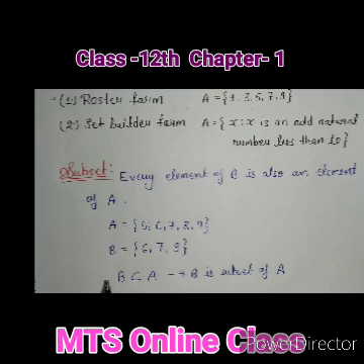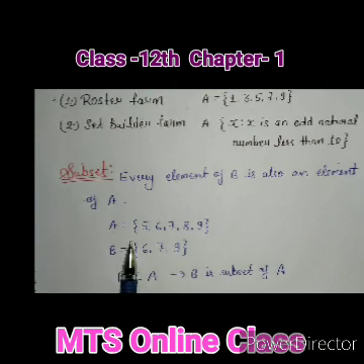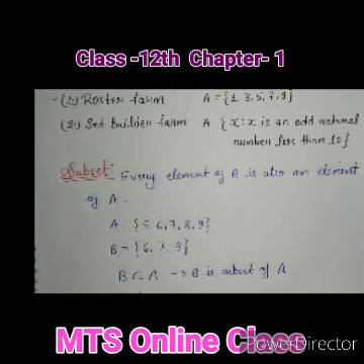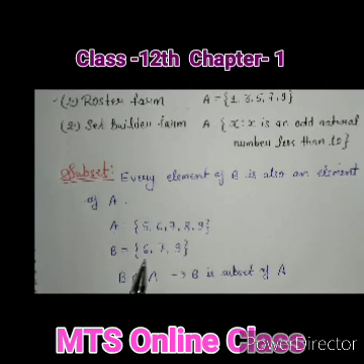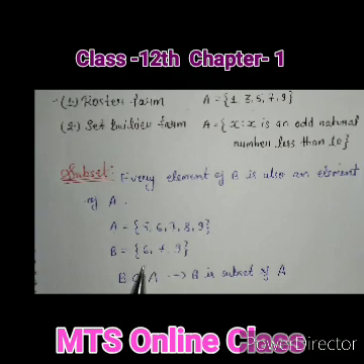Here all elements of set B belong to set A, so we can say B is a subset of A. But we can't say A is a subset of B because 5 and 8 are not members of set B. That means they are not elements of set B. So we can say only B is a subset of A, but we can't say A is a subset of B, because two elements are not there in B.